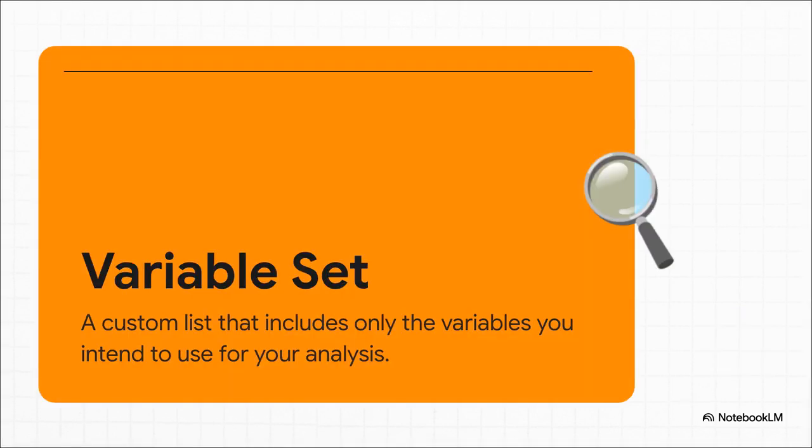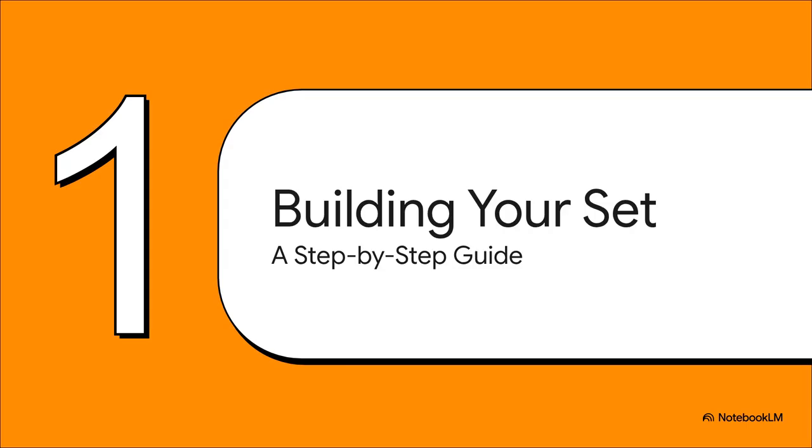So what if you could create your own secret map for that jungle? A shortcut to get right to the treasure? Well, that's exactly what a variable set is. Think of it like creating a favorites playlist for your data. Instead of wrestling with thousands of variables every single time, you create this clean, focused list of only the ones you care about for your specific analysis. All right, so how do we actually build this magical toolkit? It's honestly surprisingly simple, and we're going to walk through it step by step right now.